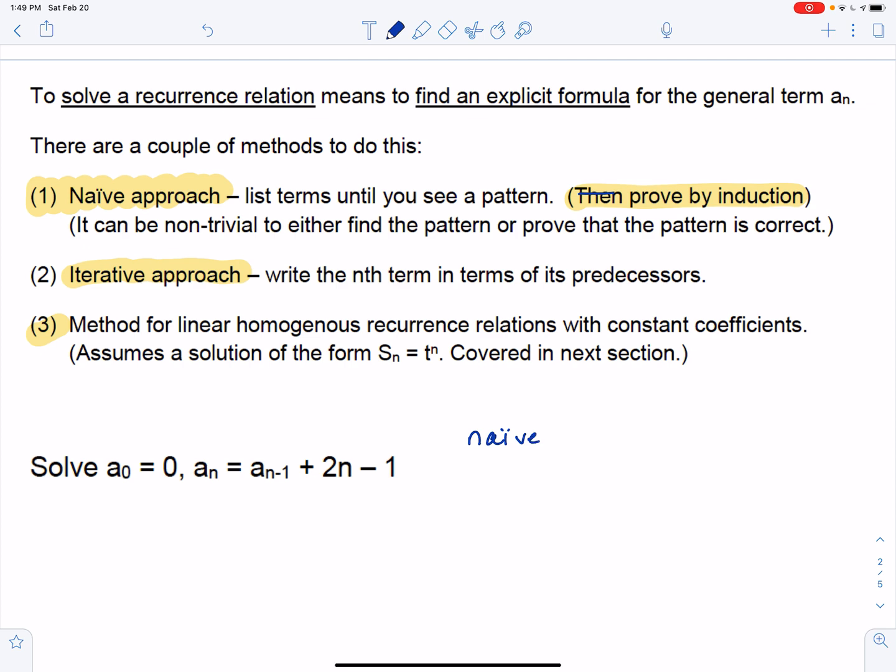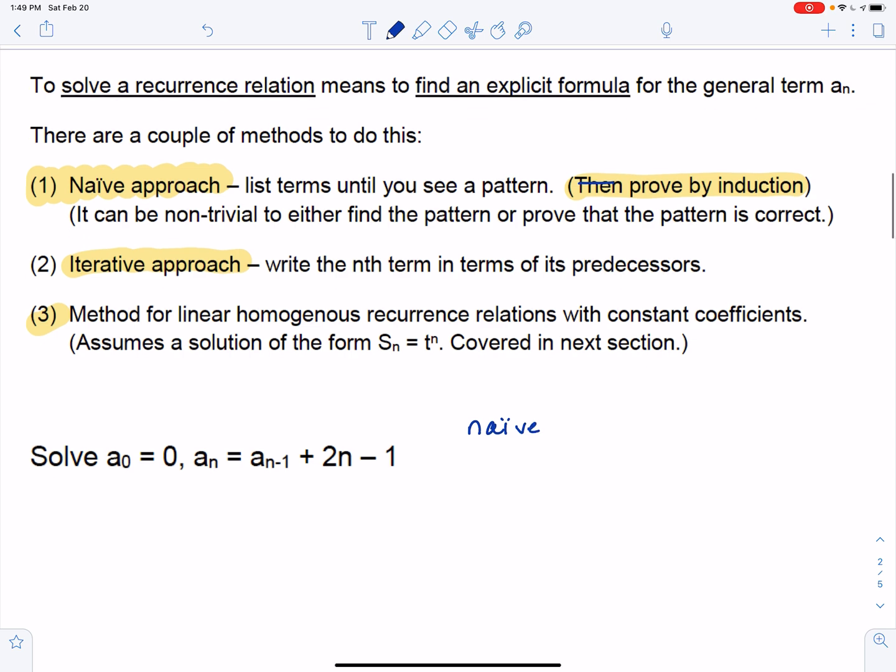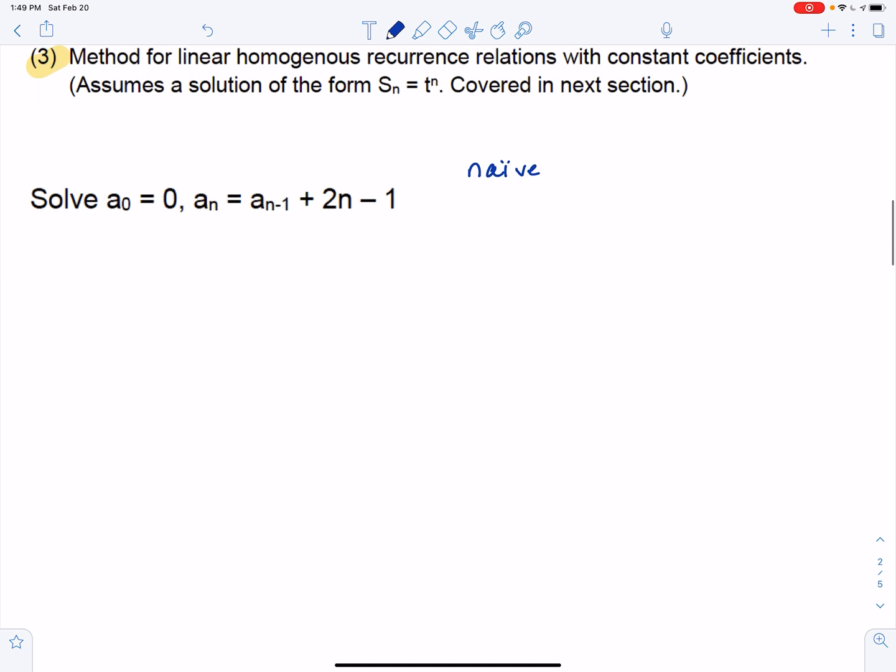So we're going to guess a formula, and then we're going to prove it by induction. So let's see how this plays out. So we have a sub 0 equals 0, followed by a sub n is equal to the previous term plus 2n minus 1. So this means we have the terms 0. Now let's see. A sub 1 is going to be a sub 0, this term, 0, plus 2 times 1 minus 1, which is 1.